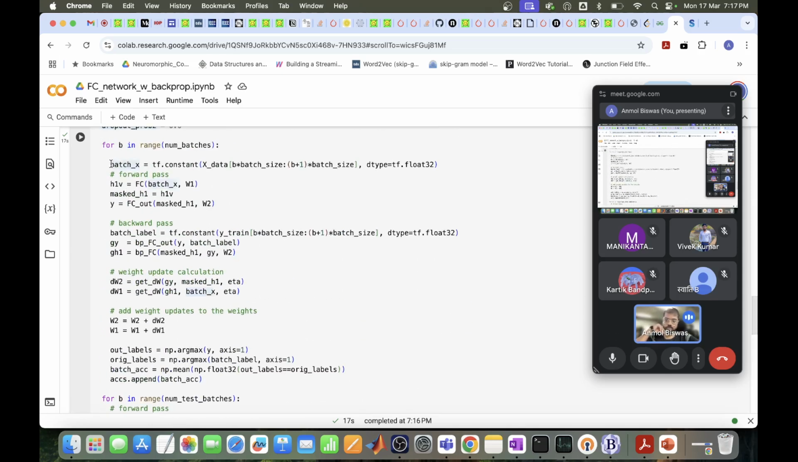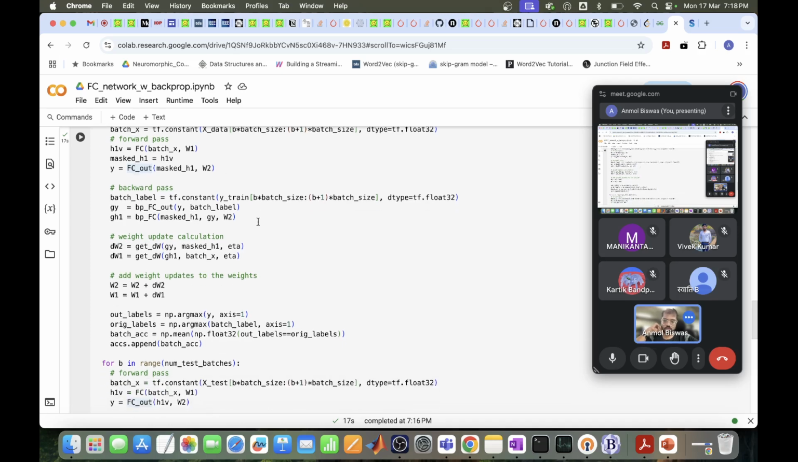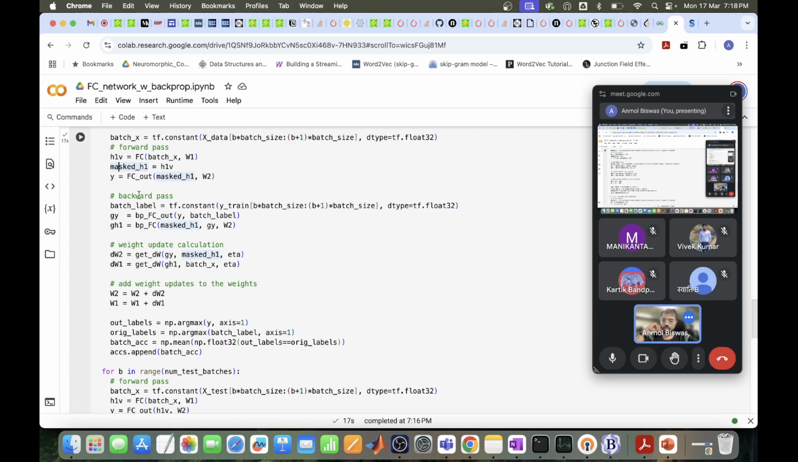Then we get the batch. So this is the batch X, where we take the batch size amount of data and convert it into a TF tensor. Then first we do one layer. So this is the first layer of the neural network, right? And then this is the second layer. So you get FC out, which is your output. This is your forward pass, right? So layer one, layer two, and then the backward pass.